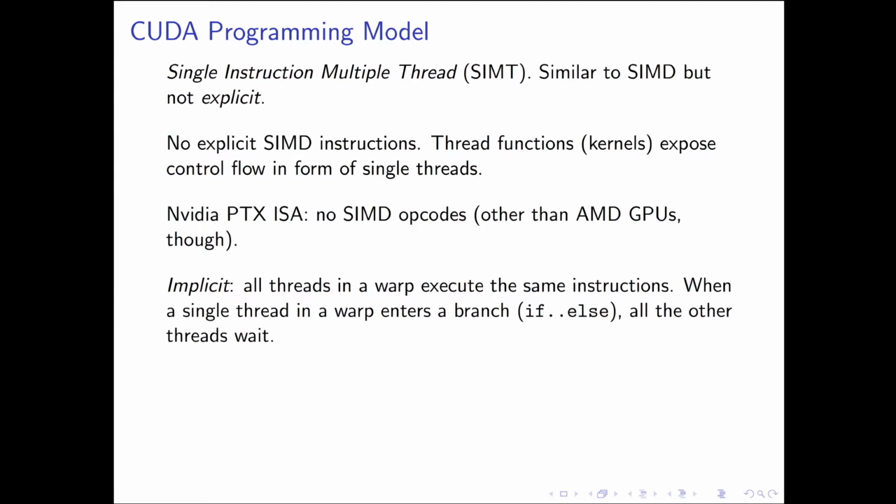This is opposed to other GPU vendors like AMD, which at least for certain architectures has real SIMD opcodes and real SIMD instruction set architectures. With NVIDIA, this is implicit. We have those warps, but there's not a single instruction executing on the warp; instead the warp just executes in lockstep. That means that when the warp encounters a branch, a single thread can cause the whole warp to wait at that branch.